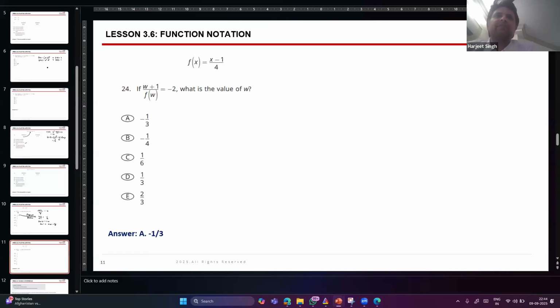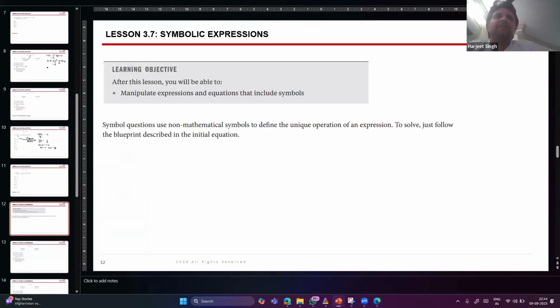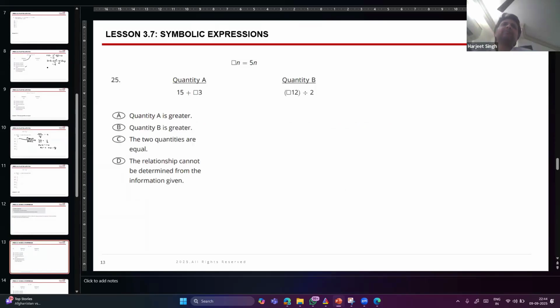Fantastic. Next question. Symbolic expressions. So these are non-mathematical symbols. So these are not functions, but these are symbols which could define an operation. Let's look at an example. So you have the square n equal to 5n, which means square equal to 5, basically.